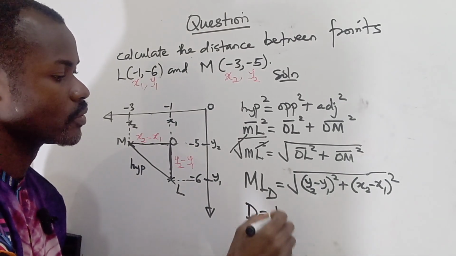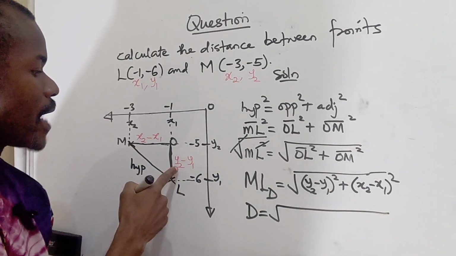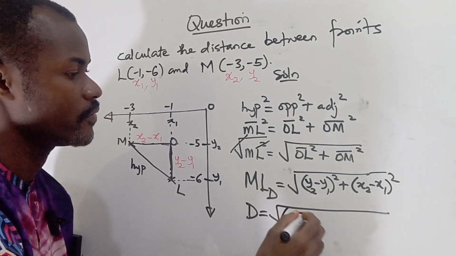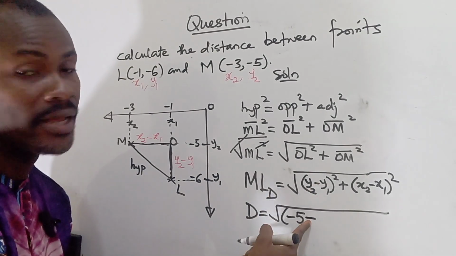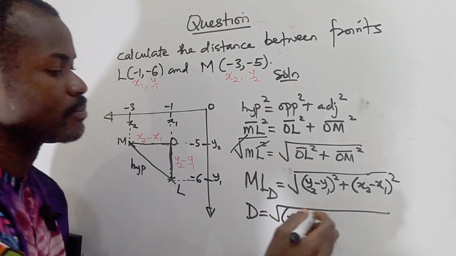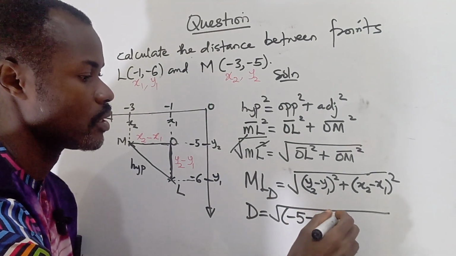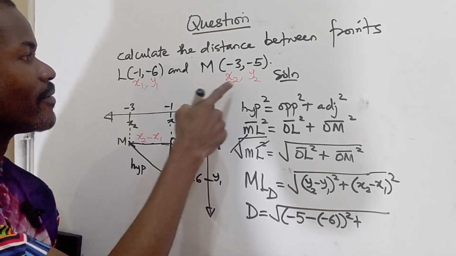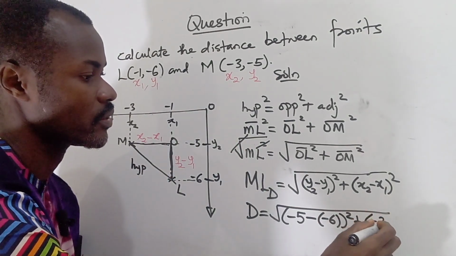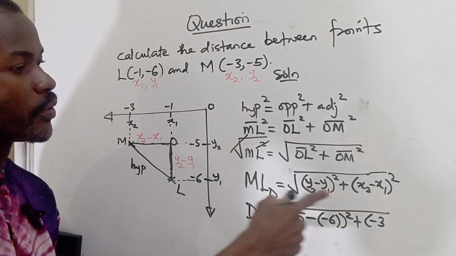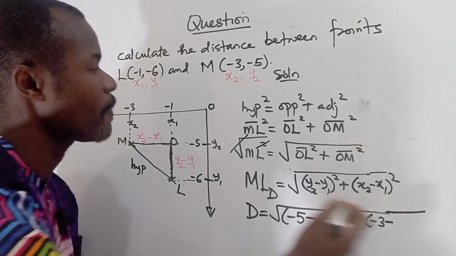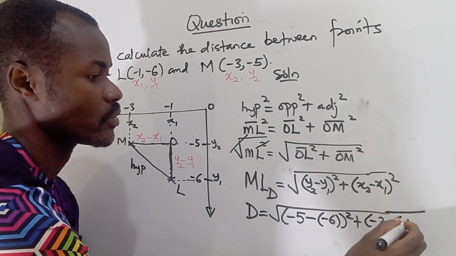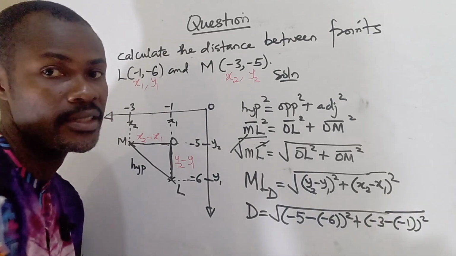So our distance is equal to, now let's substitute. Our y2 is -5. So I have -5 minus, this is the minus there, then our y1 is minus 6, so I have minus 6 all in bracket squared plus. Alright, let's check. We have our x2 as minus 3, so I have minus 3, and we have minus there, and we have our x1 as minus 1, so we have bracket minus 1, all this squared.